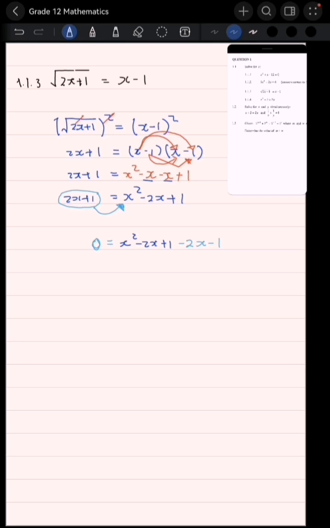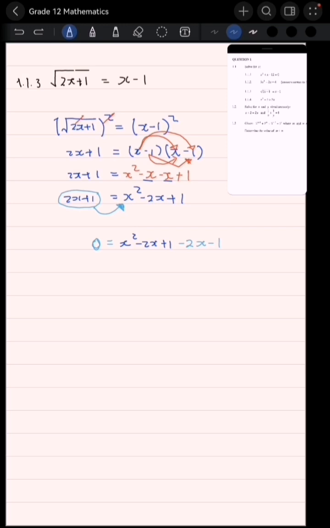So firstly, what did we do? We took 2x to the right hand side, it becomes minus 2x. And then we take positive 1 to the right hand side, it becomes minus 1. Remembering that when you take a number to the other side, it changes its sign. That's why we have negative 2x and minus 1 here.